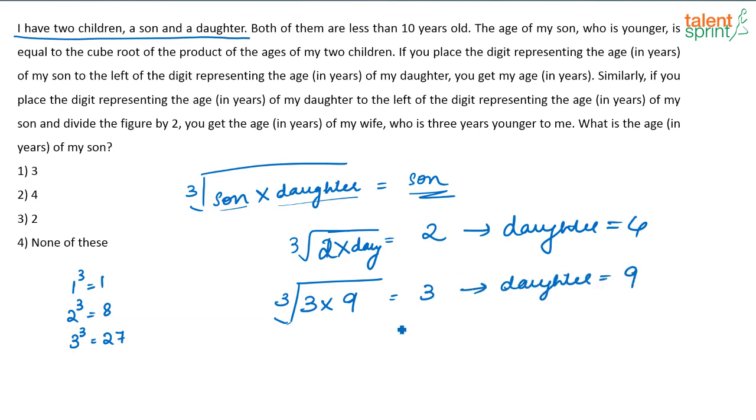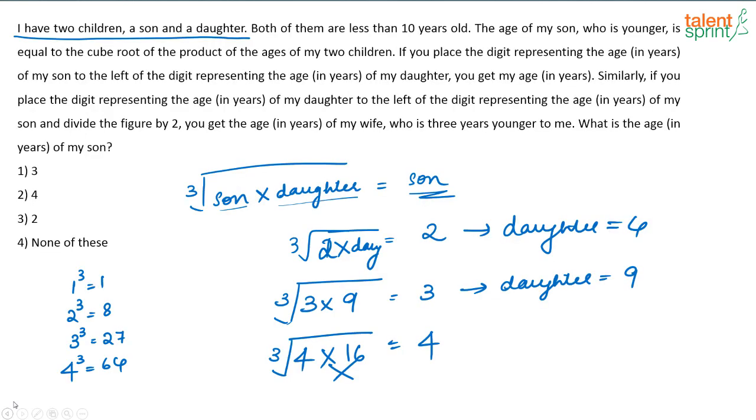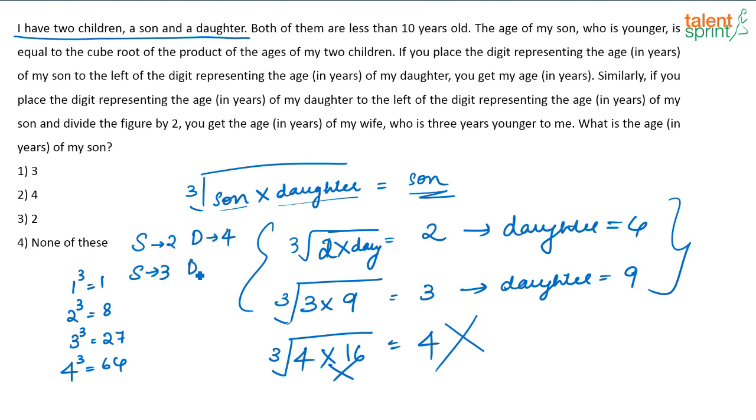Okay, now next possibility, age of son is 4. If the age of the son is 4, what should be the age of the daughter here? 64. Correct? Age of the daughter has to be 16, which is not possible because daughter and son both are less than 10 years old. So this possibility will not arise. So it has to be one of these possibilities, right? So which are the two possibilities that can happen? Either the son is 2 years old and the daughter is 4 years old, or the son is 3 years old and the daughter is 9 years old.